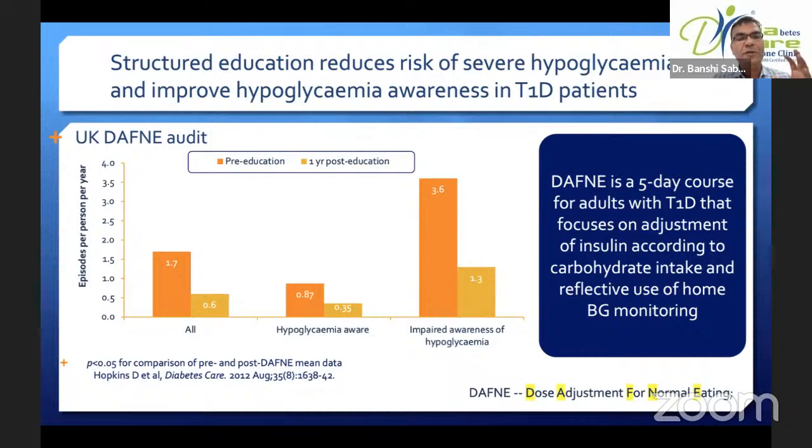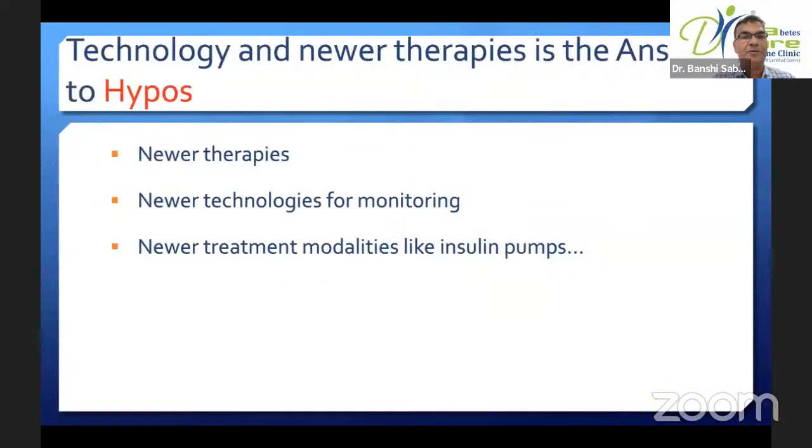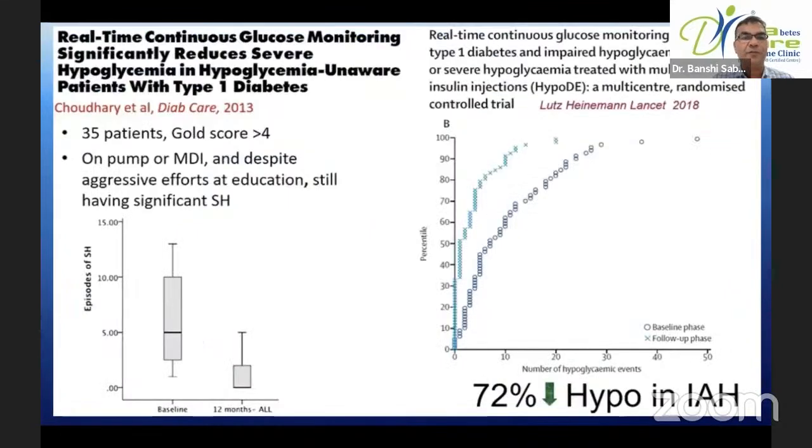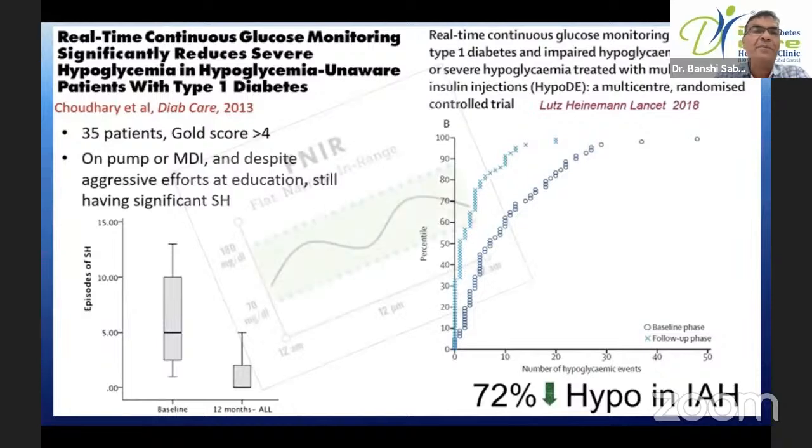So this is one of the most important parts of education for the patient: unless you educate the patient, if they are treated for diabetes with insulin, we should educate. This is a type 1 program where they have done the DAFNE program. There are newer therapies, newer technology, and newer treatment modalities. There is the advantage of insulin analogs. Compared to regular insulin, if you use insulin analogs, the risk of hypoglycemia can probably be significantly reduced. Also, real-time continuous glucose monitoring is one of the biggest advantages of putting the patient on CGM, and that can really decrease the risk of hypoglycemia very significantly, more helpful for type 1, but for type 2 also.